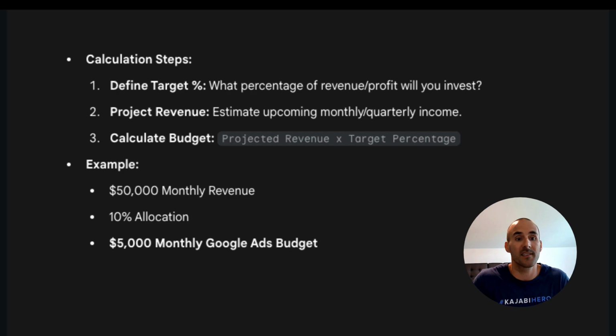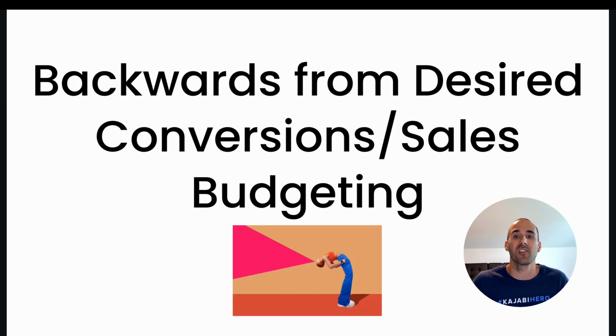So for example, let's say your business makes $50,000 and you're willing to allocate 10% of your monthly revenue to Google Ads. Well, your monthly budget would be $5,000. Better than option 1, but this isn't great because it's not based on the metrics and the performance of your advertising account.